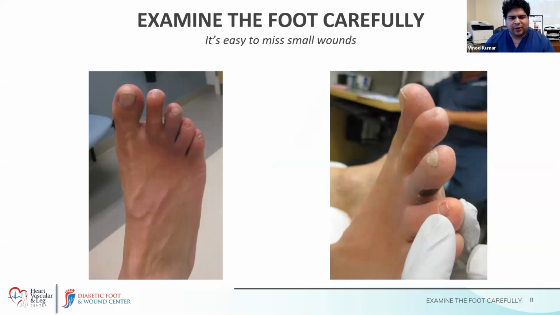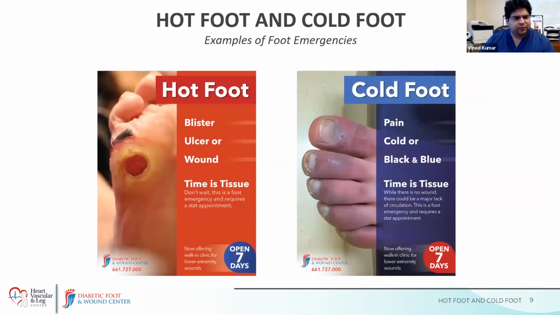If you see redness and swelling of your feet, even if you don't have a wound, you can have the beginning of a complication. In this case, the patient developed this wound in between the toes, and if he had not looked in between his toes, it could have become a deeper wound and caused him an amputation of that toe. So at the diabetic wound center, we created two terms.